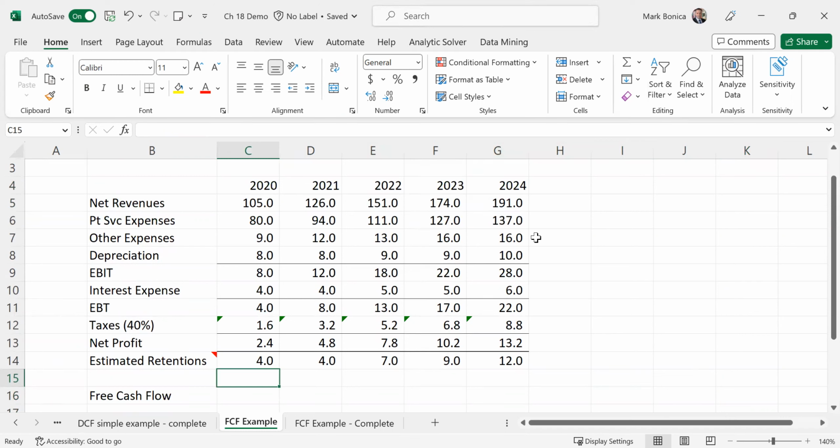So let's walk through this. This is a projected income statement. We've got revenues starting in 2020. They think they're going to earn 105. Then that revenue is going to grow to 126, then 151, 174, and slow down finally to 191. So it's pretty rapid growth. It's almost doubling in value in 5 years in terms of revenues. Right?